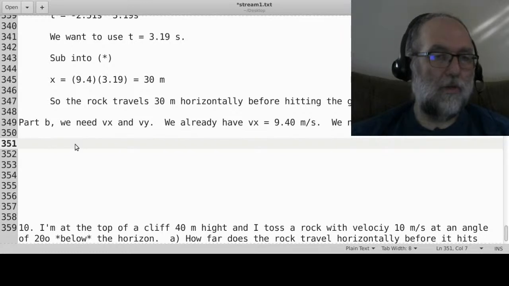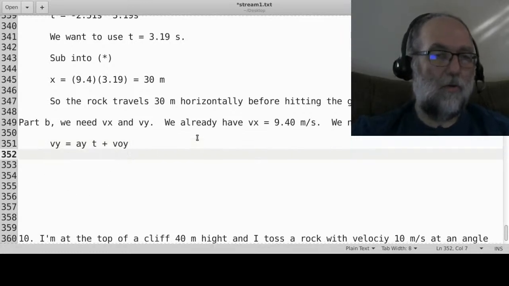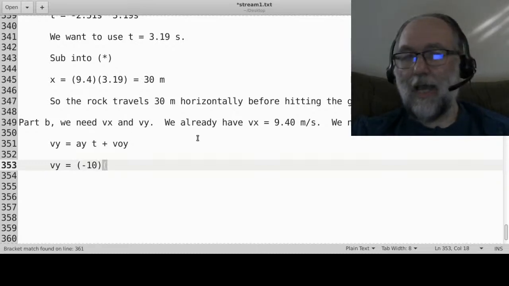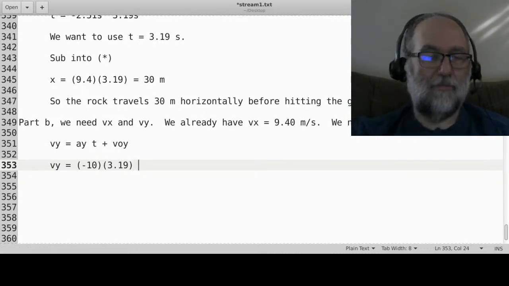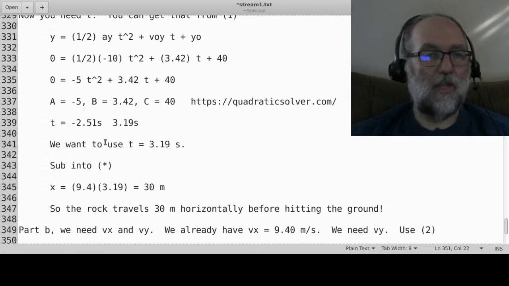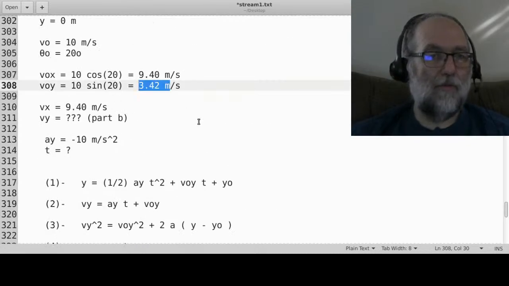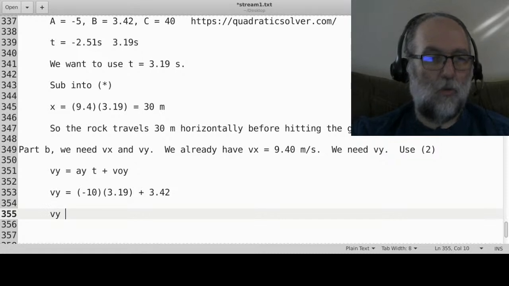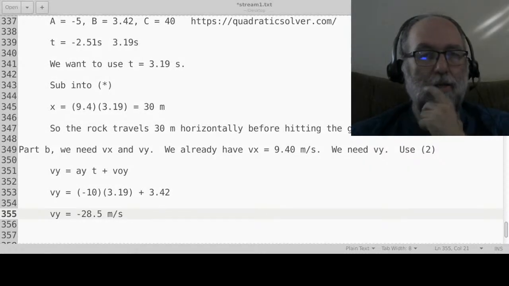All right, and here's equation 2, like that. And now that gives us that vy is equal to -10 times the time, 3.19 seconds, because that's the time of flight, plus the original velocity in the y direction, the initial velocity in the y direction, which was 3.42. And that gives us a vy of, what does it give us? It gives us a vy of -28.5 meters per second.